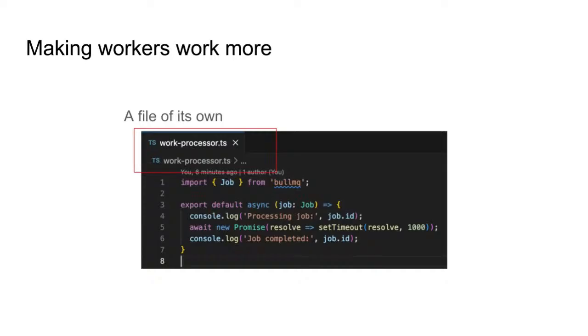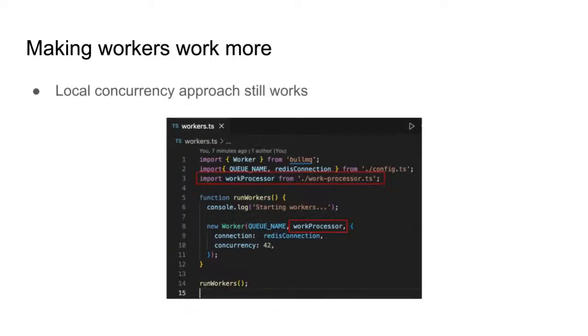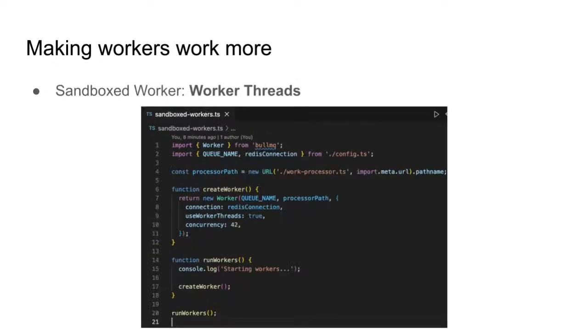And it does pretty much the same thing. Logs that it's processing the job, waits for 1 second, and then completes the job. Marks the job as completed. And we can still import it as a normal function and pass it to the constructor. The worker will work exactly the same. But the trick lies here.